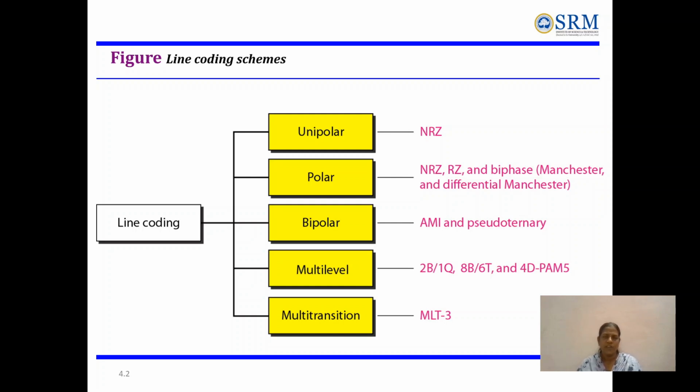In unipolar encoding, we are going to focus on non-return to zero, and in the polar technique, we are going to see non-return to zero and biphase. In biphase, we have two types: Manchester and differential Manchester encoding. In bipolar, we have techniques like AMI and pseudo ternary.